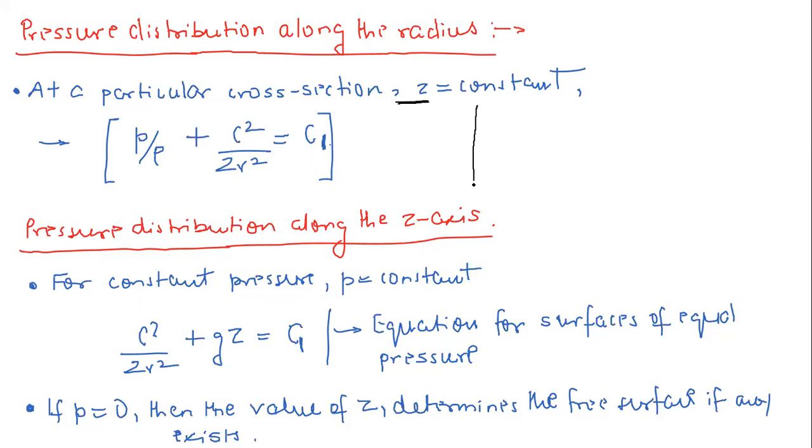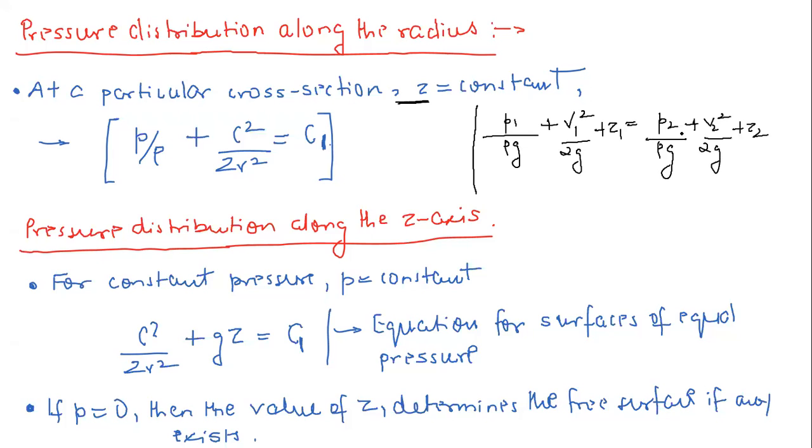So if you remember, when I discussed free vortex flow, we said that if we have 2 points and we know that the mechanical energy is going to remain constant, that means Bernoulli's equation is applicable here for a free vortex flow. So we simply put P1 by rho g plus V1 square by 2g plus Z1 is equal to P2 by rho g plus V2 square by 2g plus Z2. Now we are saying that Z1 will remain equal to Z2.